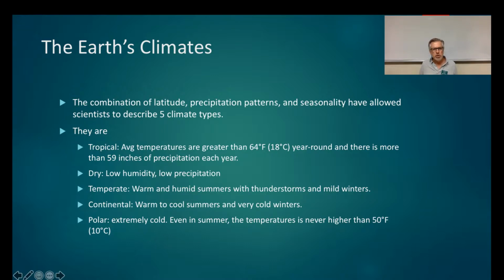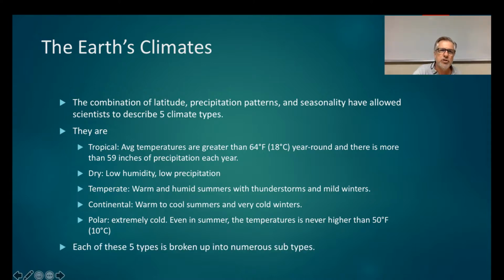And then finally polar climates. Even in the summer, the temperature rarely gets above 50 degrees F. So those are polar climates.